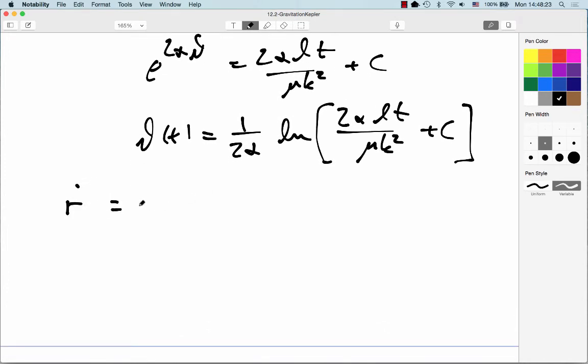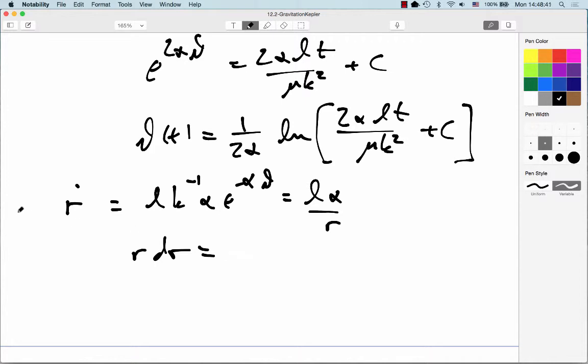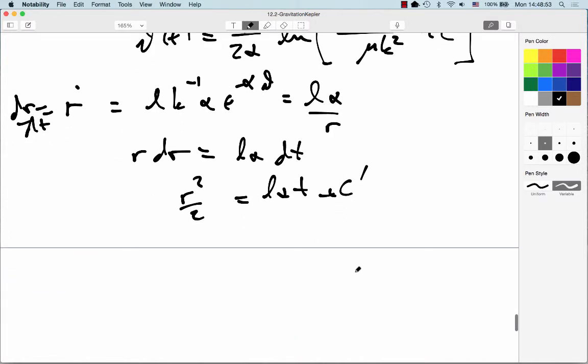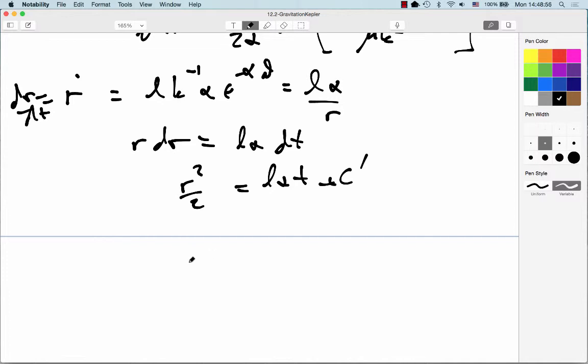We had that r dot will be equal to L k to the minus 1 alpha e to the minus alpha theta, so this is equal to L alpha over r. So we can say r dr is equal, because that's dr dt after all, to L alpha dt. So r squared over 2 equals L alpha t plus, we'll call it again c prime. Times through by 2, I get r squared is equal to 2L alpha t plus some other constant c, and finally that r is equal to the square root of that.